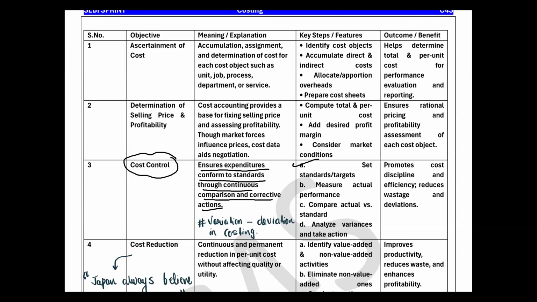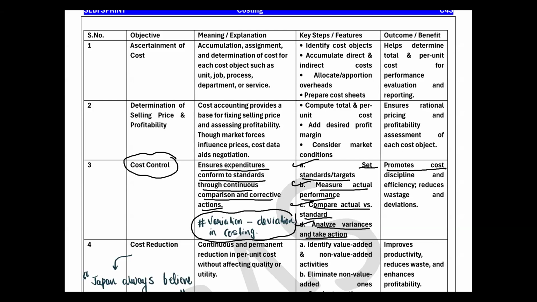So how? First you will set standards and targets, I told you. Second, you will measure actual performance. Compare actual performance with the standard. And at last you will analyze variances and take actions. I already told you about variation. Variation means deviation in costing. What is your deviation in the price? If the deviation is excess, you need to reduce the cost. If the deviation is deficient, then you need to increase the cost. So for that, cost control is very important.